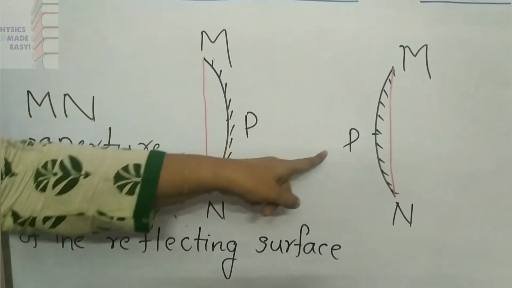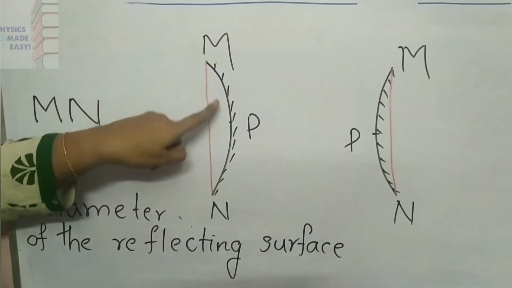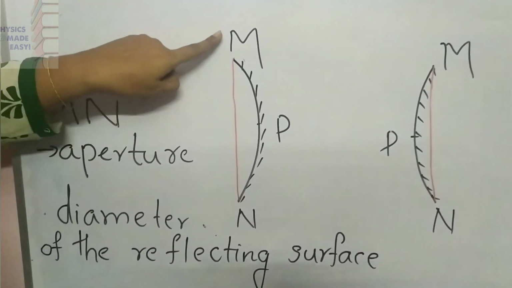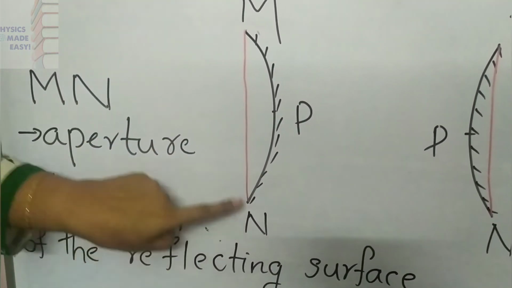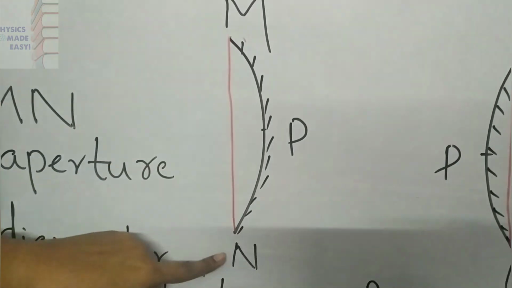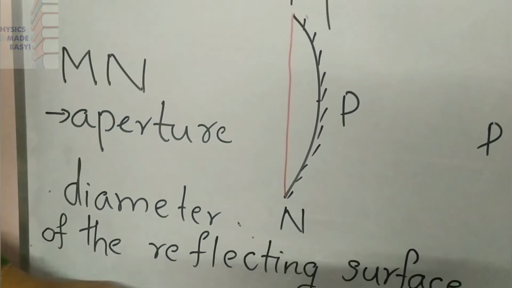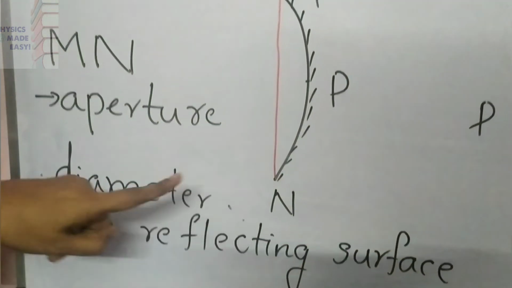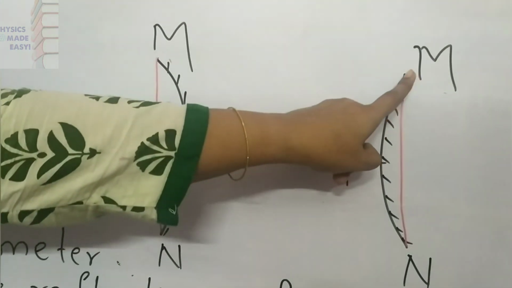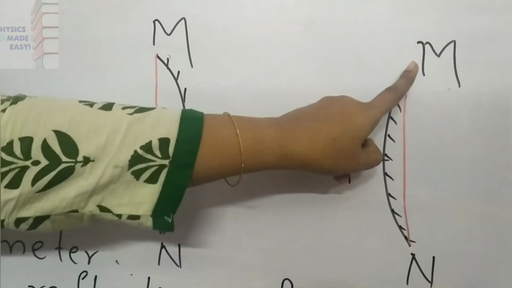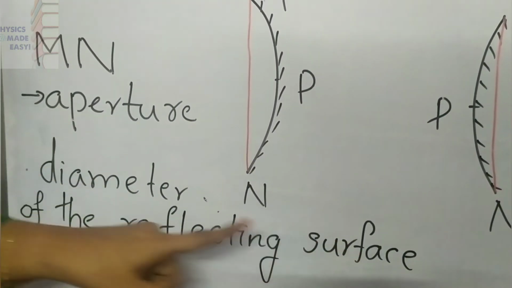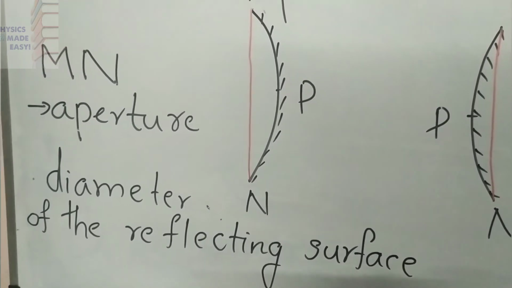Here you can see two mirrors. This is a concave mirror and this is a convex mirror. Here you can see two letters, M and N, and one red line joining these two points M and N. That is the diameter of the reflecting surface. We can call that the aperture. In the case of this convex mirror also, you can see a red line segment joining M and N. That is the diameter of the reflecting surface, and we can call that the aperture.